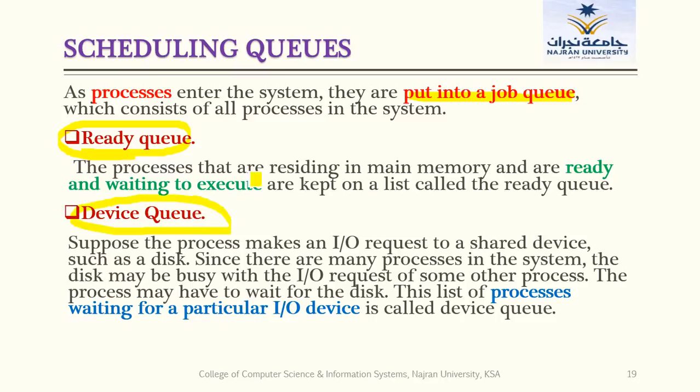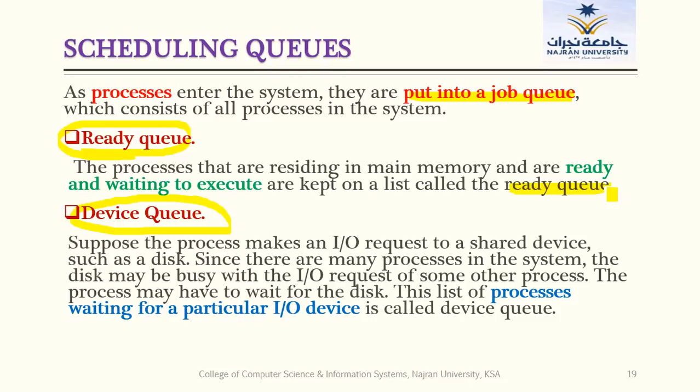Ready: the processes that are residing in main memory, ready and waiting to execute, are kept on a list called the ready queue. So when a process comes into the system, we need to put that process in one queue, called the ready queue, in the ready state. In our state diagram, in the ready state we have one queue, called the ready queue.